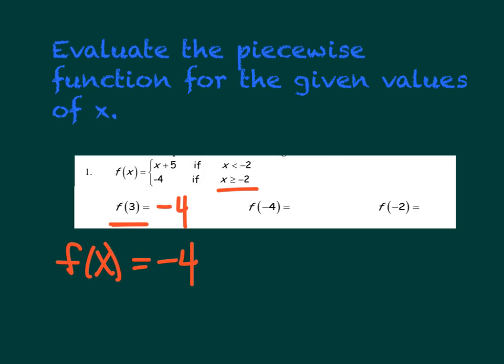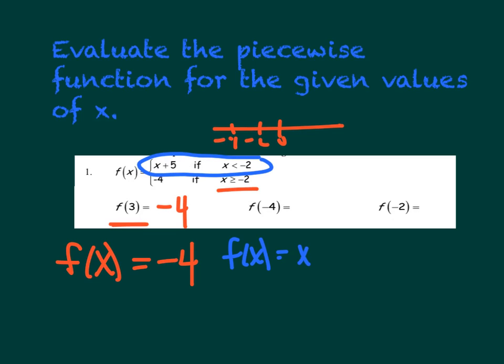Let's try the second one, f of -4. So again, I have to determine which piece of the function I'm going to use. Is -4 less than -2? Or is -4 greater than -2? And if you ever get stuck, guys, just picture a number line. Here's 0, here's -2, here's -4. -4 is less than -2, so I'm going to use this top function. So I'm going to say f of x equals x plus 5, and I'm going to evaluate f of -4. So -4 plus 5 is equal to 1.